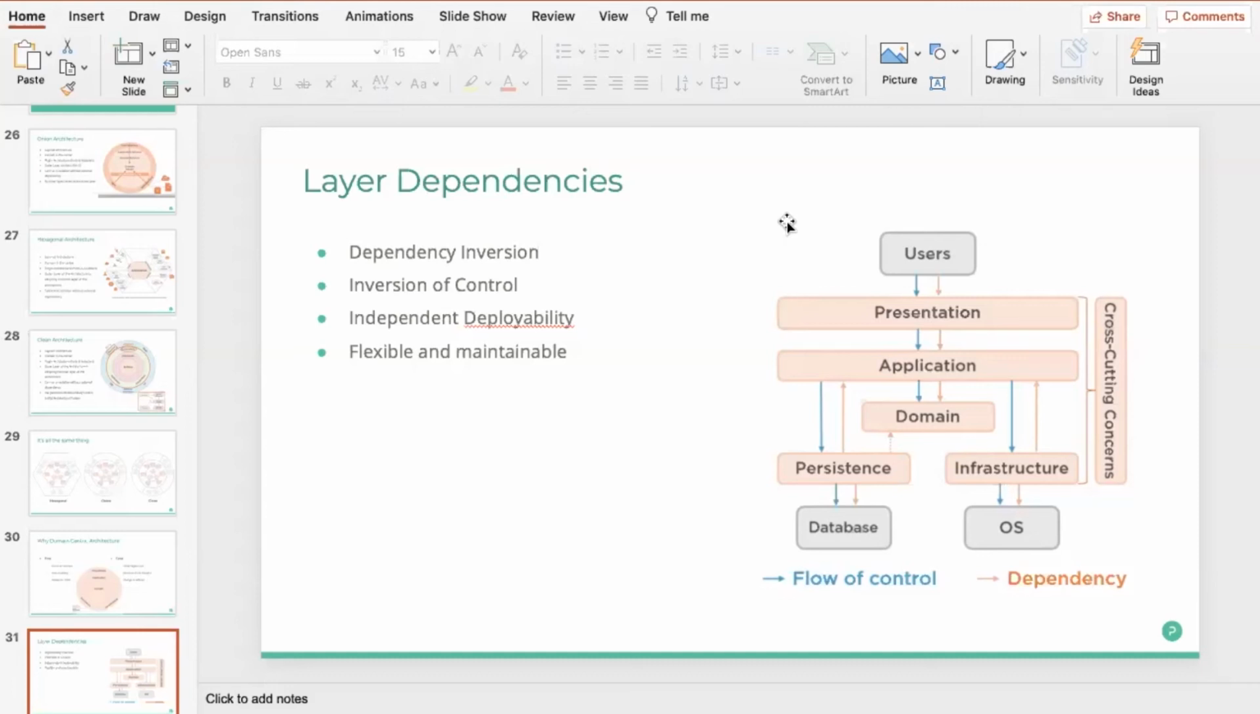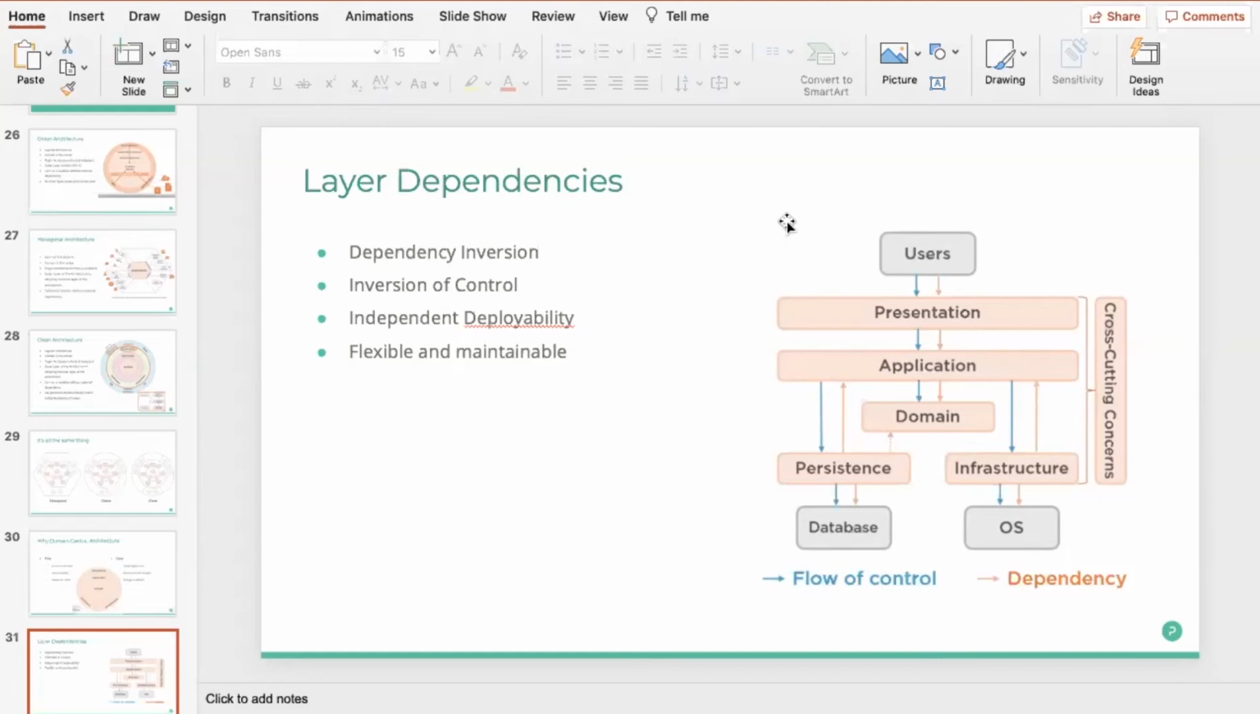And the advantage is it is independently deployable, flexible, and maintainable. Now, if you look at the right side, the cross-cutting concerns. For those who don't know what a cross-cutting concern is, these are generally services that you use across all of the projects, in the presentation, application, all the layers. Examples are audit, logging, and transaction management. You might want to duplicate these across all the layers. Rather, what you do is build them as a separate project and share across these layers. So that's why we call it a cross-cutting concern.